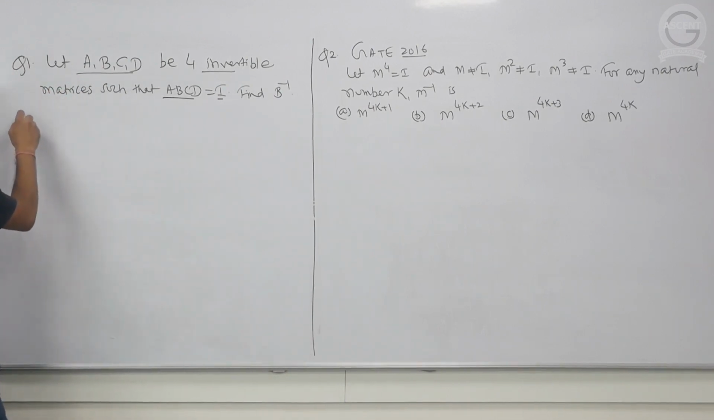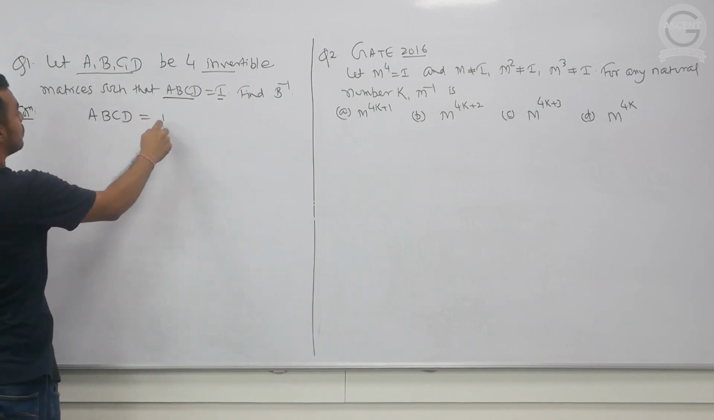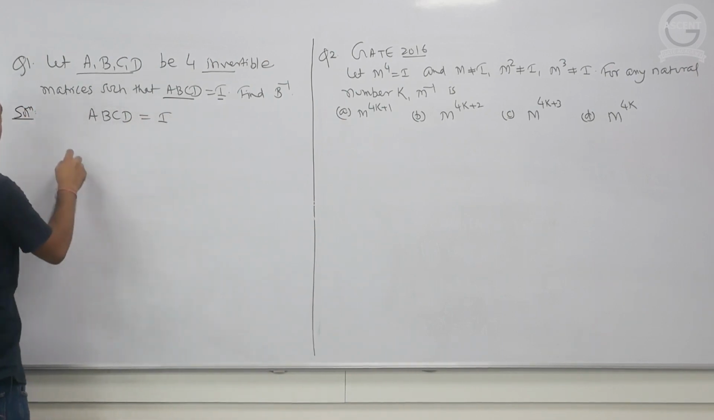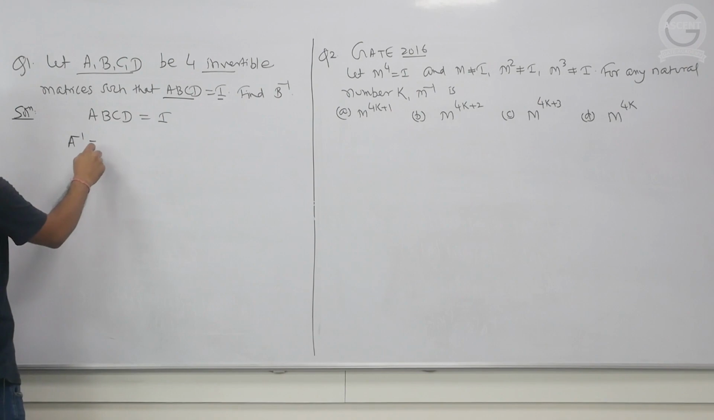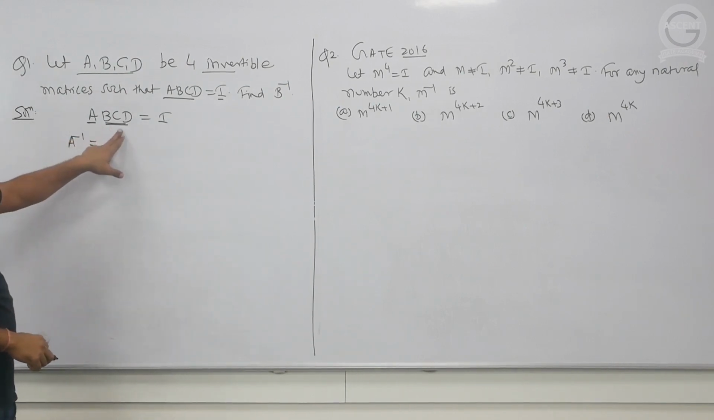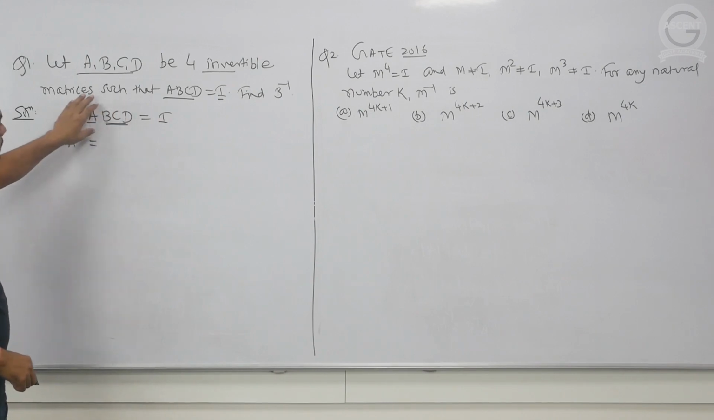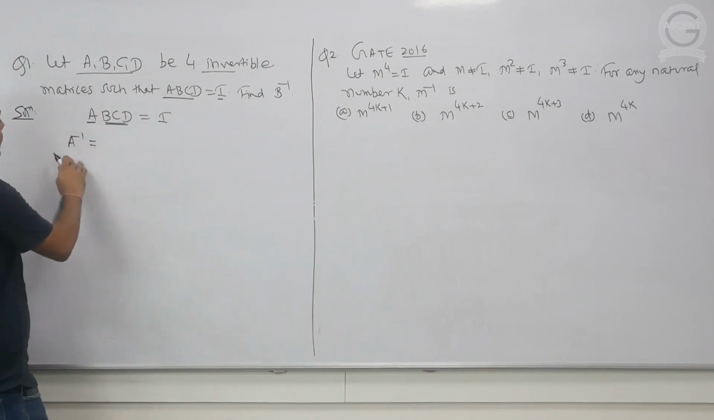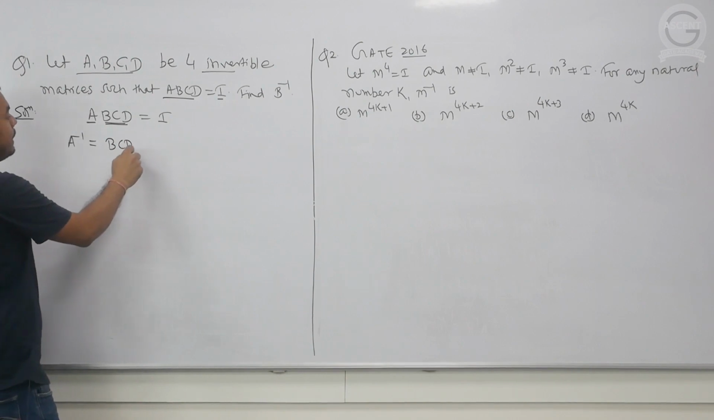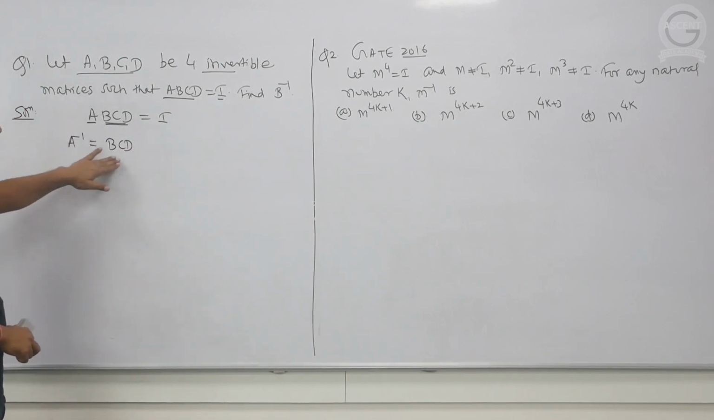Now see, three types of questions are generally asked on this concept. Suppose this relation is given: A, B, C, D equals identity matrix, and I ask you what is the inverse of matrix A. You can see that one matrix is A, another matrix is BCD, and the product of these two matrices is identity matrix. So I can say that the second matrix is the inverse of the first matrix. So inverse of matrix A will be simply BCD. Here you don't have to do any calculation, you can directly say that A inverse is BCD.